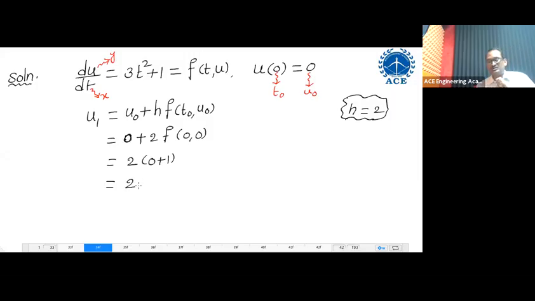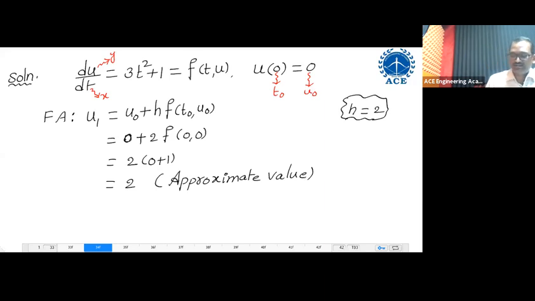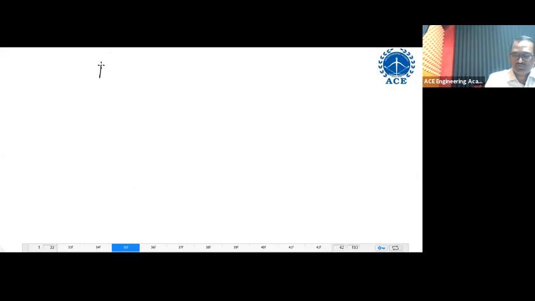This is the first approximation. Any numerical method solution is an approximate solution only. This is Euler's method, first approximation. So this is an approximate value, not the exact value. Remember, exact value means direct solving. Do you know how you can solve it directly? What is given? du by dt is equal to 3t square plus 1. Exact solution means directly solving the given differential equation.